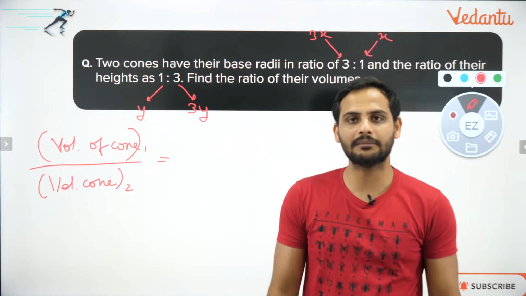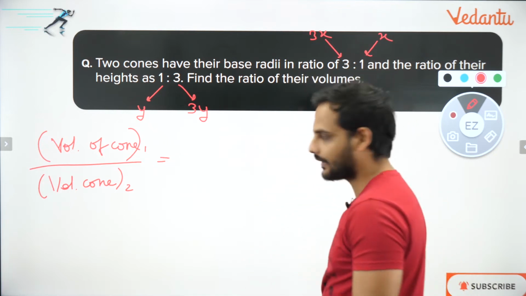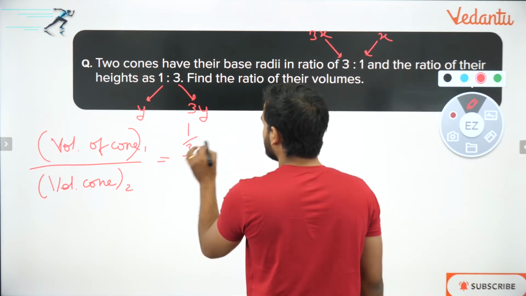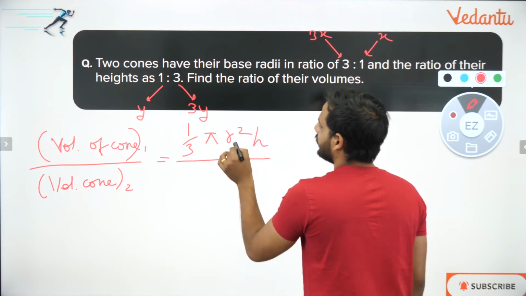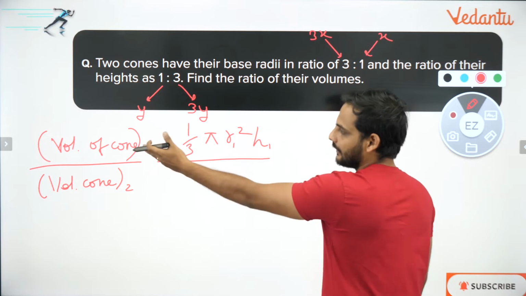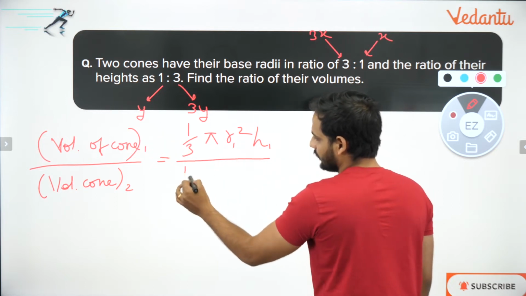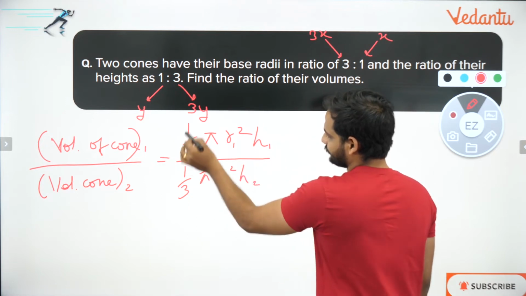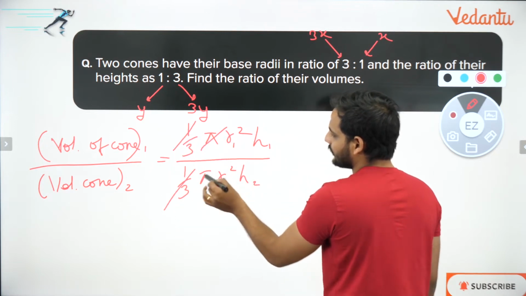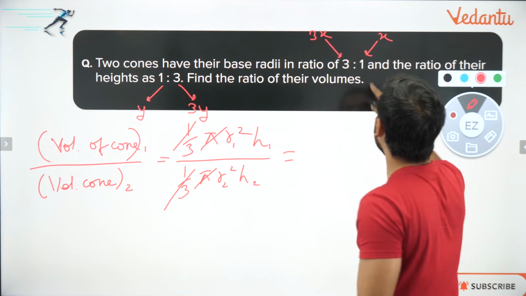Volume of the cone is 1/3 πr²h, right? So 1/3 πr₁²h₁, radius of the first cone, height of the first cone, upon 1/3 πr₂²h₂. 1/3 and 1/3 cancel, π and π cancel. R₁ square. What is R₁ here?